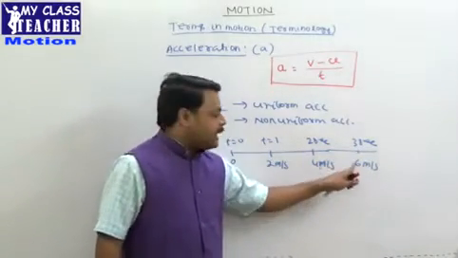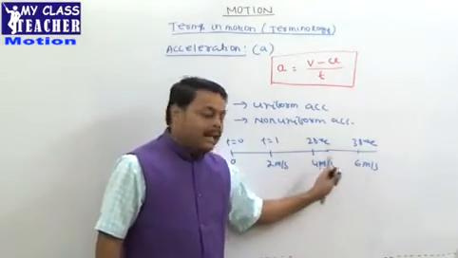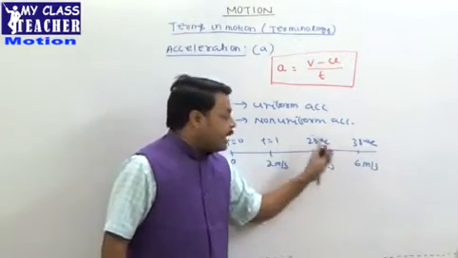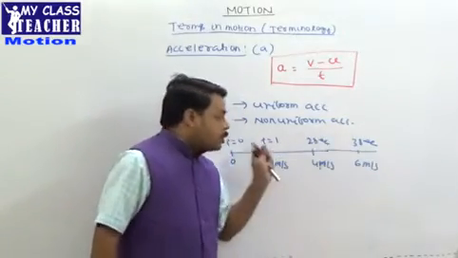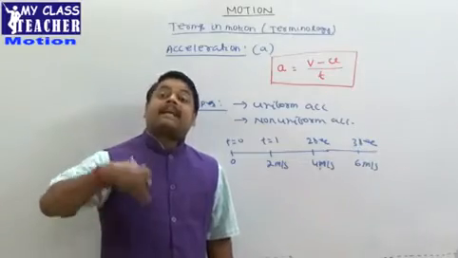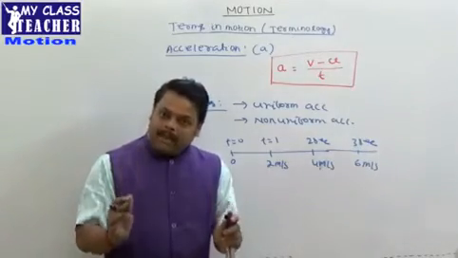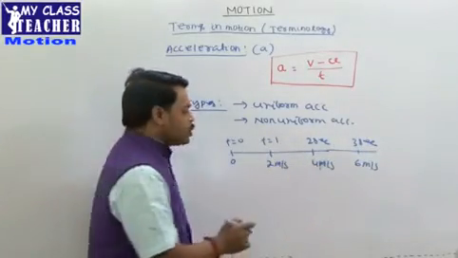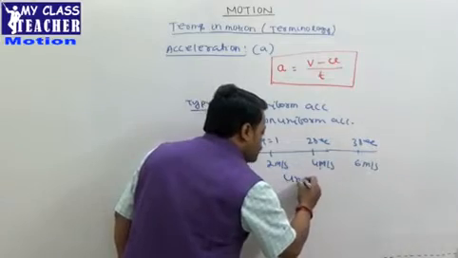Initial it is 4 meter per second, finally it is 6 meter per second. So increment is 2 meter per second and interval is 1 second. So this is the case of a uniform acceleration. Velocity is increasing at the same rate always. Same time interval, increment will be same. So this is the case of a uniform acceleration.